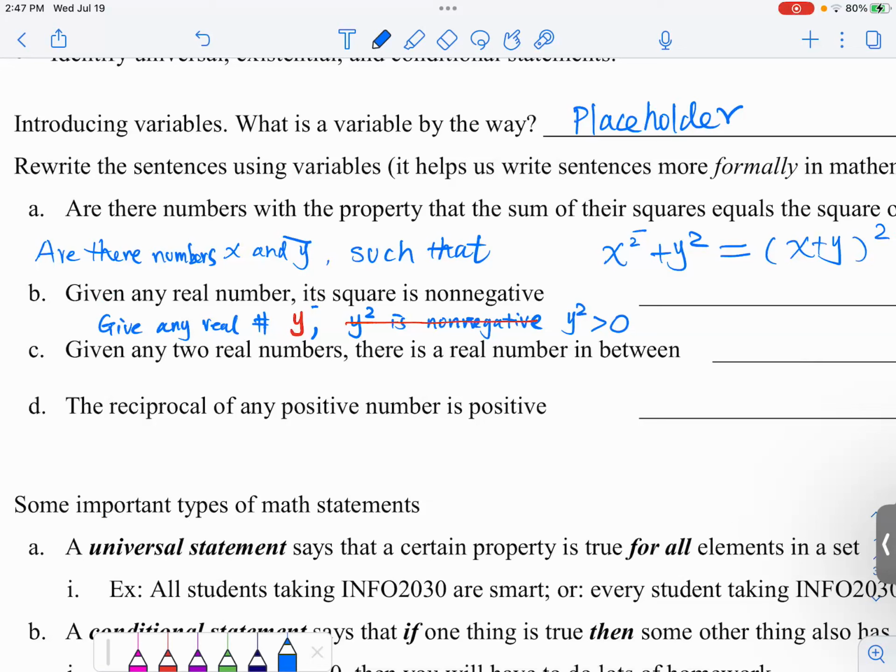C: given any two real numbers, now two real numbers, right? That's the noun. And obviously you have to introduce two variables. Do you have to use X and Y? You don't have to, you can use A or B. So I'm going to use A and B.